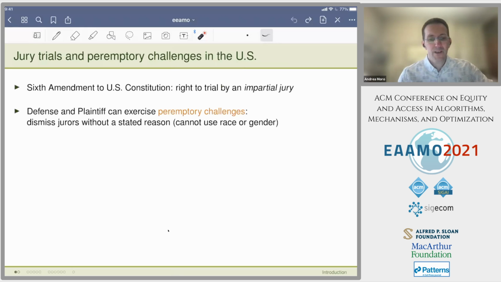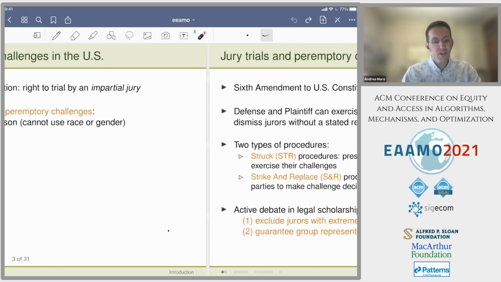The Sixth Amendment of the US Constitution guarantees the right to a trial by an impartial jury. One way, at least, that this right is satisfied is by giving the defense and the plaintiff the right to exercise peremptory challenges, which are challenges to dismiss jurors without a stated reason. They cannot use simply race or gender, but they don't have to provide any reason. So this is actually kind of hard to enforce.